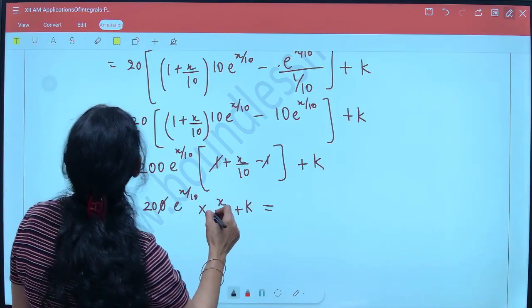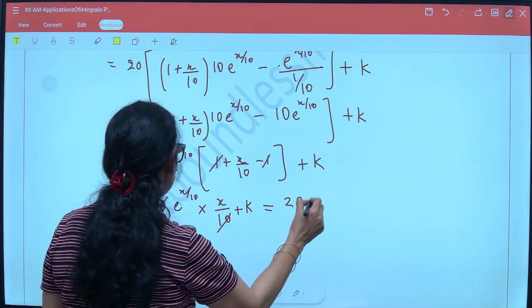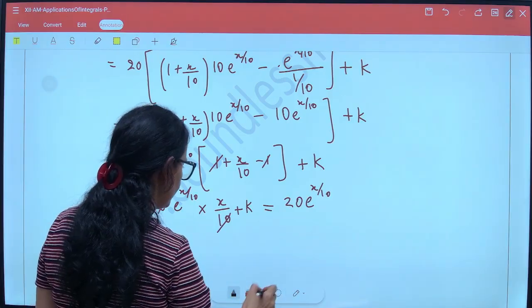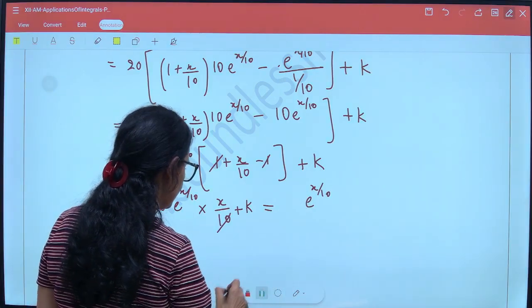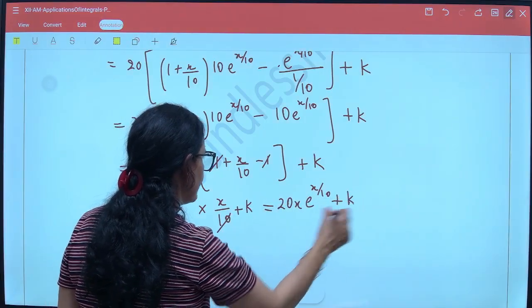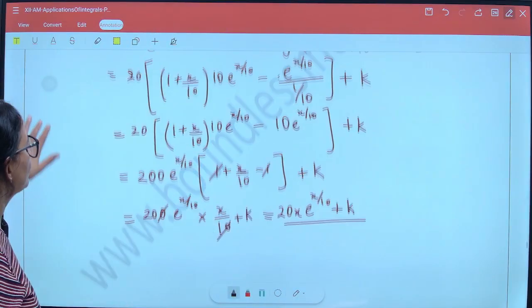So the final function is 20 e raised to power x by 10. So we can write x here. So it is 20x e raised to power x by 10 plus k. So this is the final revenue function that we got.